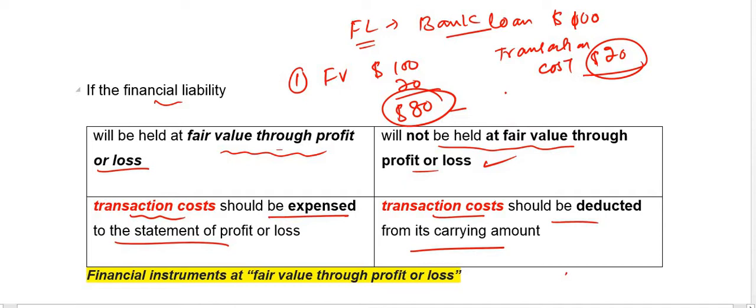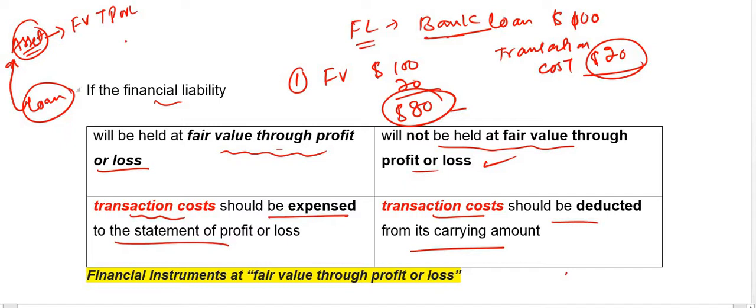Now if you have taken this loan, the bank loan, and you have invested it in an asset, meaning you have to purchase some asset with it, and you have specifically taken the loan for this asset. Let's say you have measured this asset at fair value through profit or loss. So IAS 32, which we will discuss later, allows you to measure this loan also at fair value through profit or loss subsequently, instead of amortized cost.